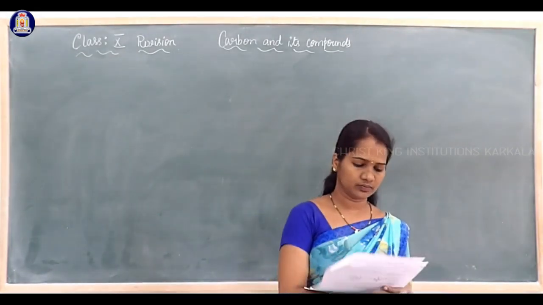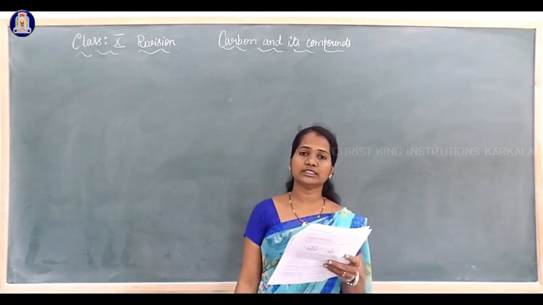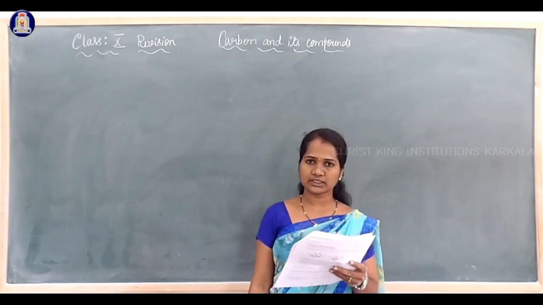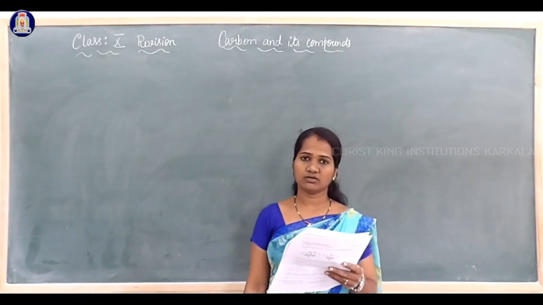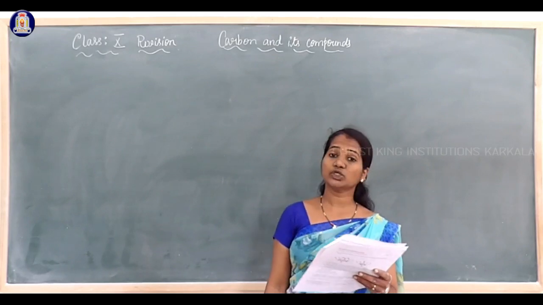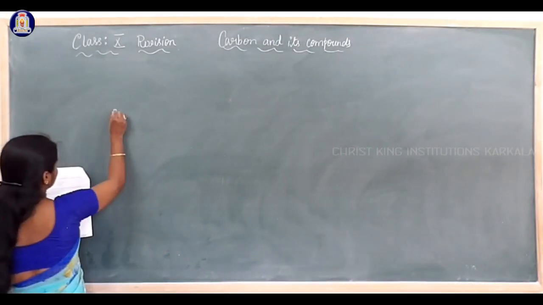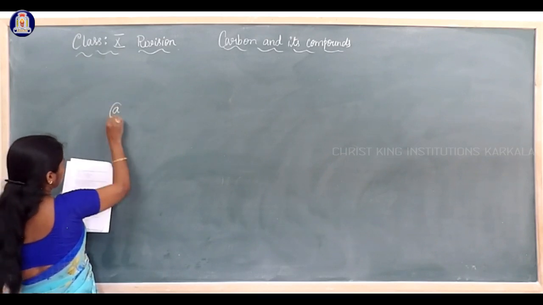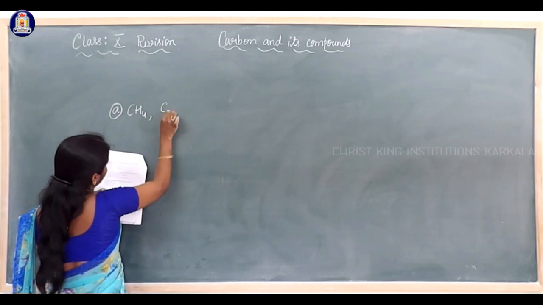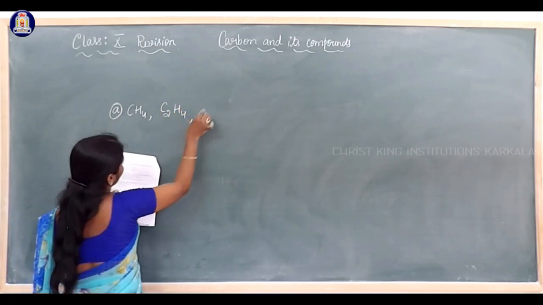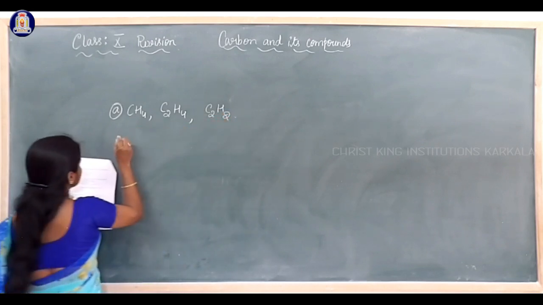Next question. Which group of compounds forms a homologous series? Four options are given here. You have to find which group of compounds forms a homologous series. In the first set, CH4, C2H4, C2H2.